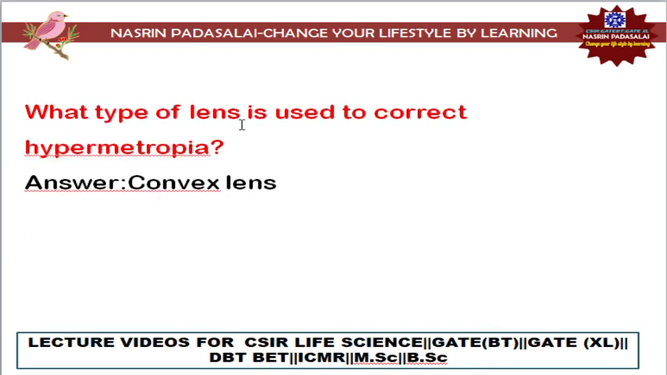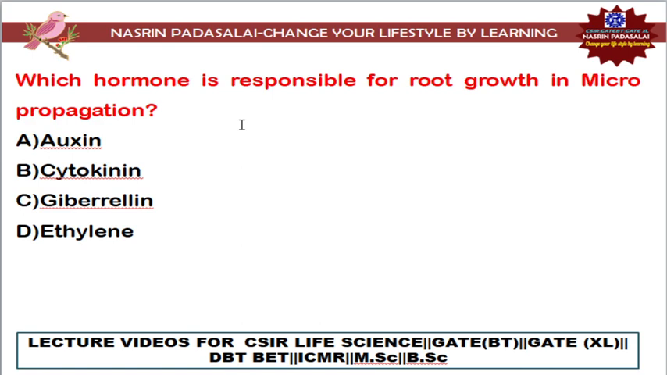Next, what type of lens is used to correct hypermetropia? The lens which is used is the convex lens, and in case of myopia, a concave lens will be employed to treat the condition. Next, which hormone is responsible for root growth in micropropagation or plant tissue culture? Auxin is the hormone. Auxin is responsible for inducing root formation, whereas cytokinin is a shoot growth hormone.